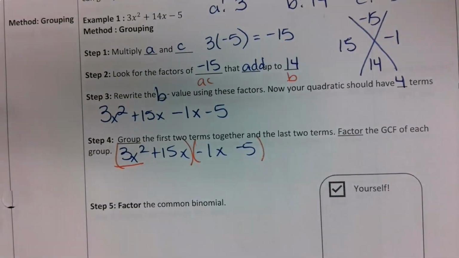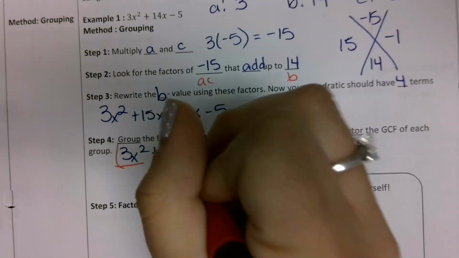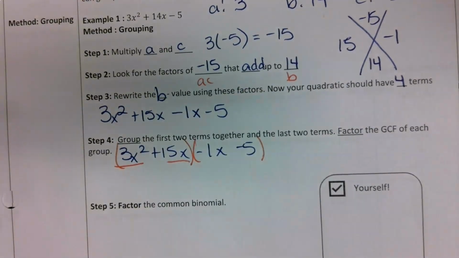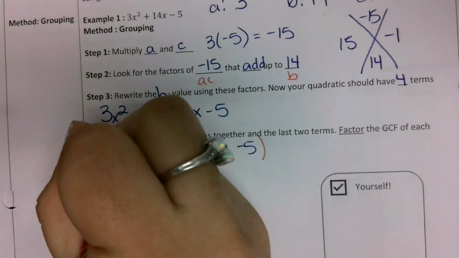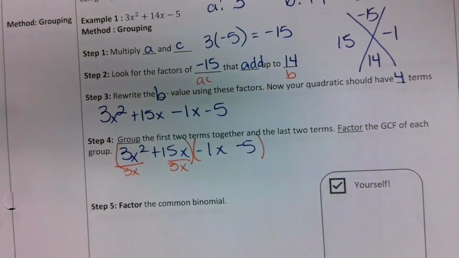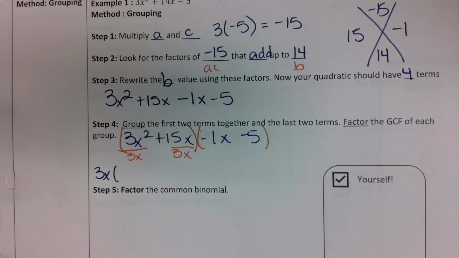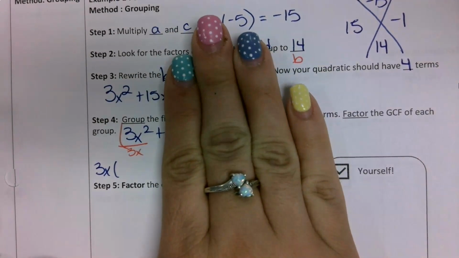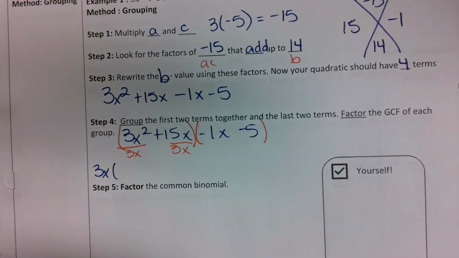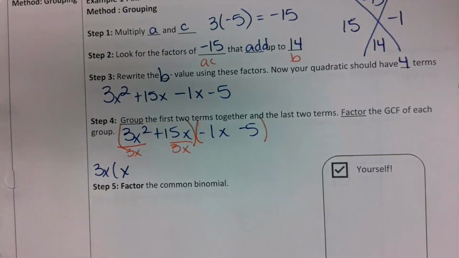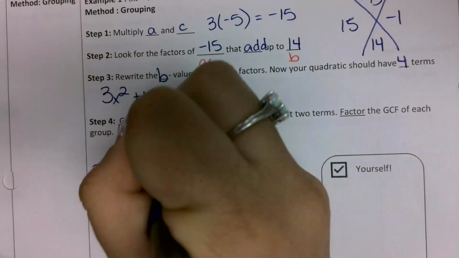So what number do they have in common here between the first set of parentheses? Anything else? 3x. They both can be divided by 3. So then that one, I'm going to write 3x on the outside, because that's what I divided by. What is 3x squared divided by 3x? I'm just looking at this first term, so 3x, 1x. So I'm just going to write the x. 15x divided by 3x? No, just 5. The x's cancel out.